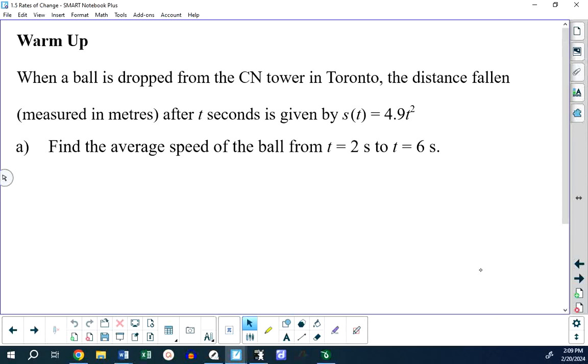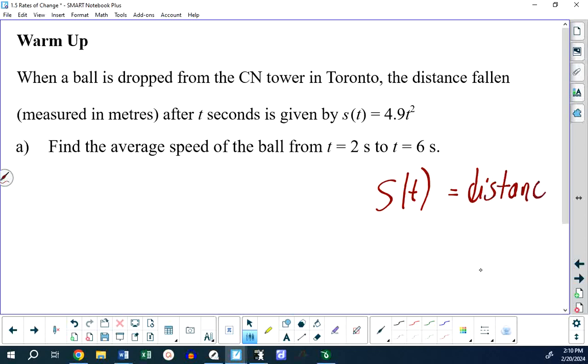So let's take a look at the first one. When a ball is dropped from a CN tower in Toronto, the distance that it falls, measured in meters, is a function of time, and it's given by s of t equals 4.9 t squared. So first of all, s is what we use for distance in math. We're just going to have to get over that fact, okay? S is distance or position. We do not use d. D has a special place in the math world at this level. So what we're saying is s of t is the distance.